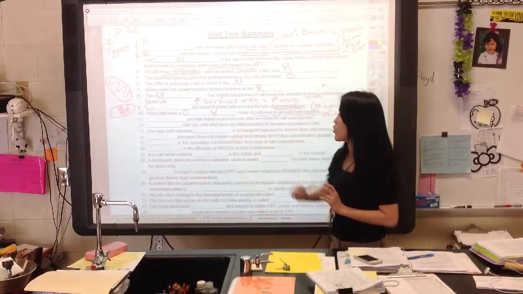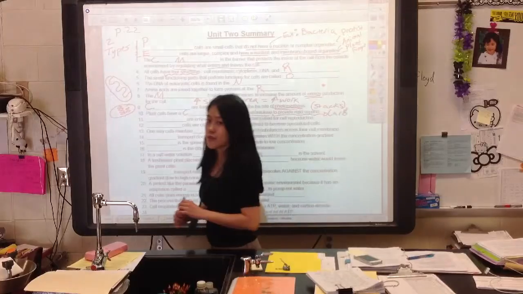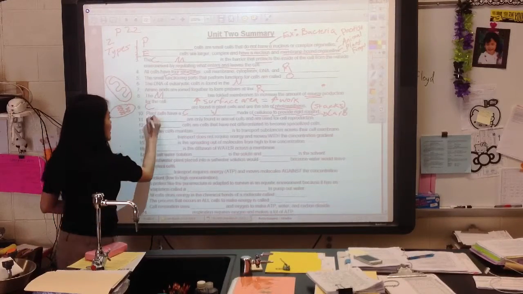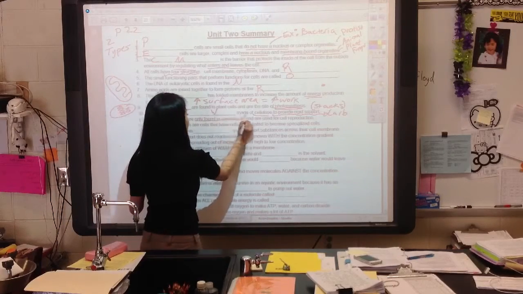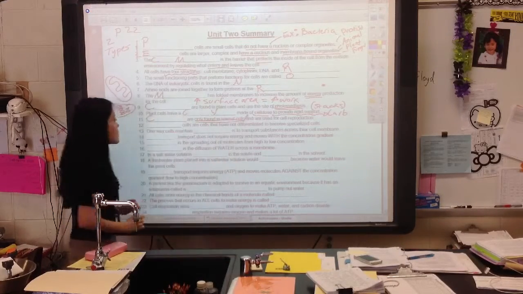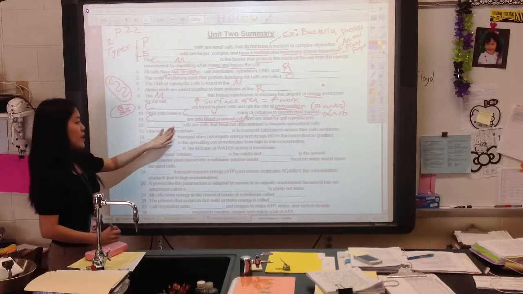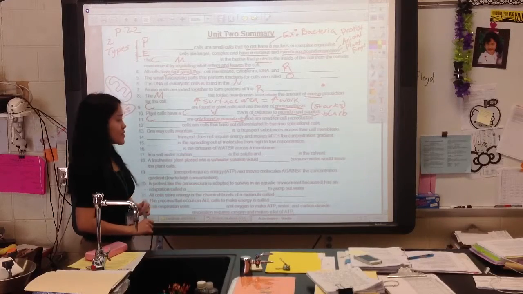Number 11 are only found in animal cells and are used for cell reproduction. I told you guys a lot that this almost looks like little Twizzlers. It starts with a C, helps the animal cells, only in animal cells, okay? Helps them to divide.